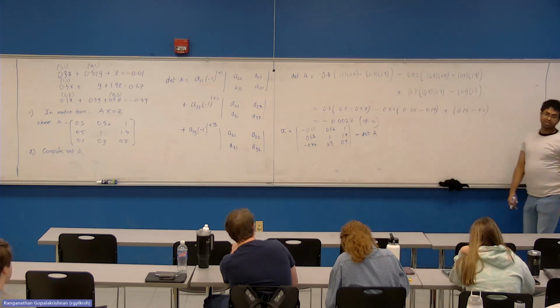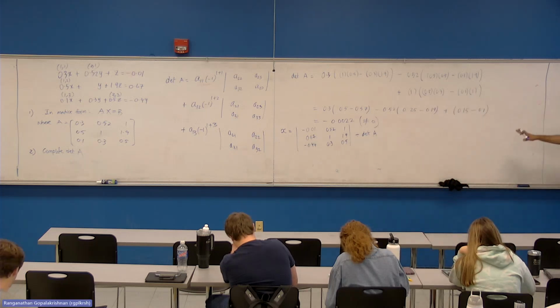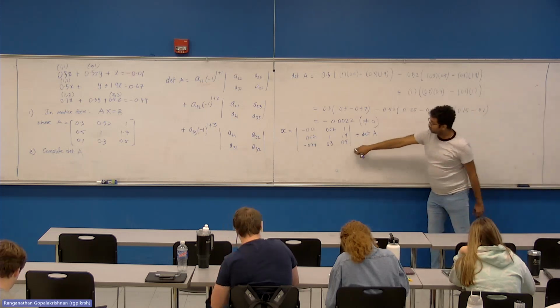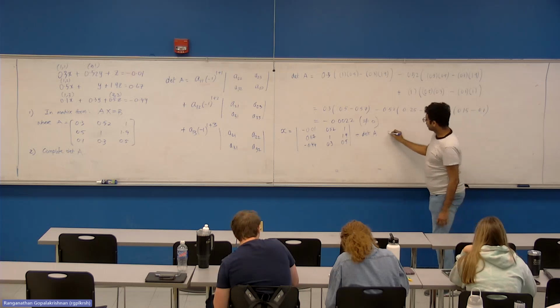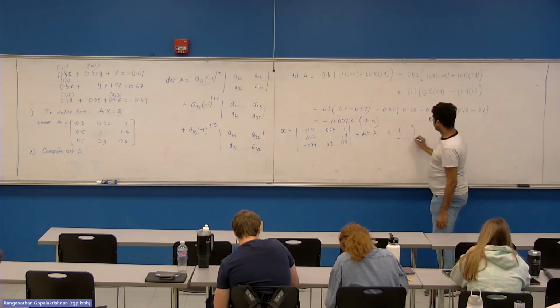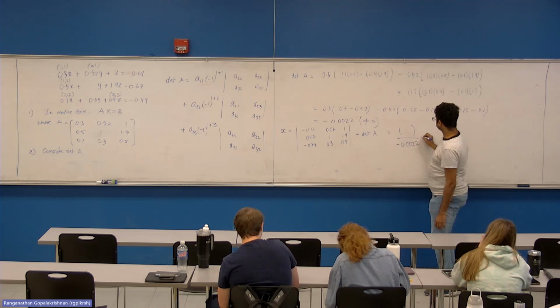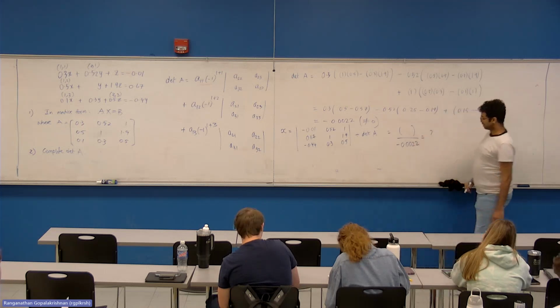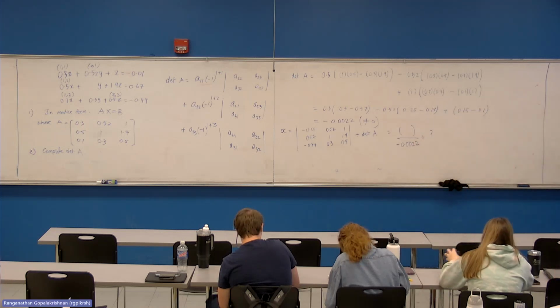Can you compute this and just tell me the answer? I'm not going to work out the steps. I want you to go from here to saying what the numerator is divided by the determinant of A, which is minus 0.0022, and then what the final answer is. Can you please try?